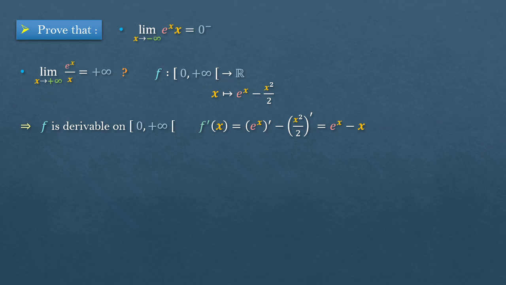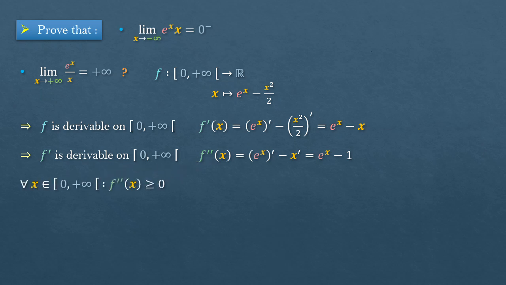And now if we consider the function f prime of x, we will find that it is derivable on the semi-closed interval 0 to positive infinity, as it represents the sum of two derivable functions, which are the exponential of x and negative x. And we have its derivative, which is the second derivative of the function f, that we note as f second of x, which equals the derivative of the exponential of x minus the derivative of x. That equals the exponential of x minus 1.